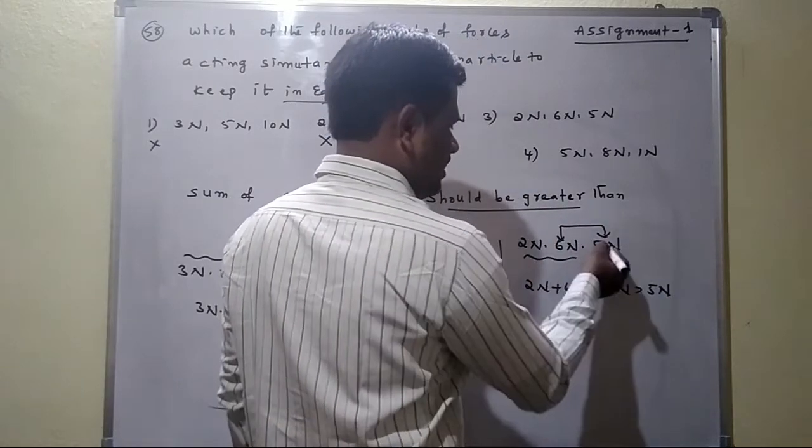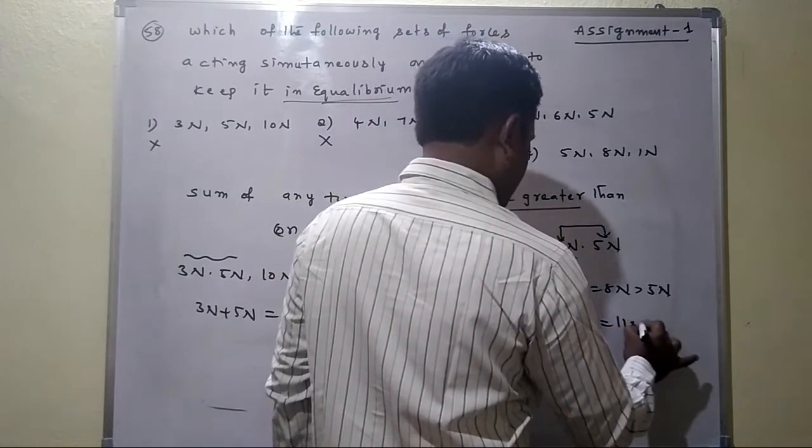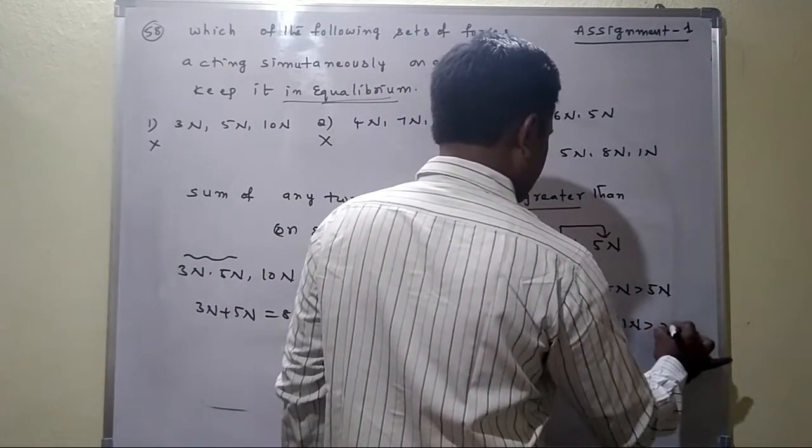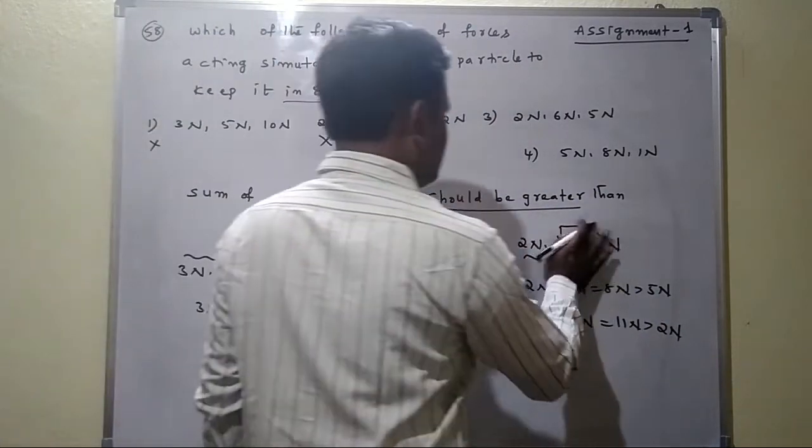First these two is over. Next these two: 6 Newton plus 5 Newton is equal to 11 Newton. It is also greater than the remaining one, which is 2 Newton. These two considered, the remaining is 2 Newton. Next, for the final, these two we can consider.